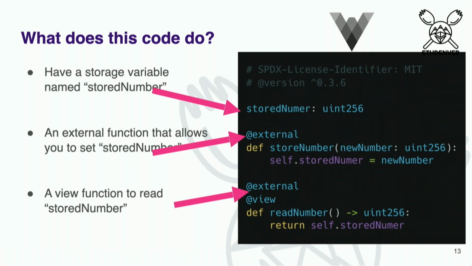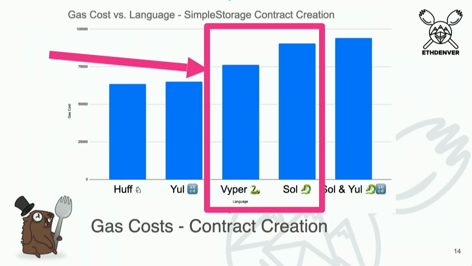Yay, it's a great world. But they're very different under the hood. And we're going to see that in a second. So, spoiler alert, here are the results of deploying this code. Oh my goodness, Solidity is much more gas expensive than Vyper when it comes to deploying these contracts.